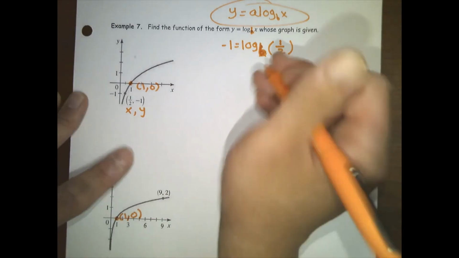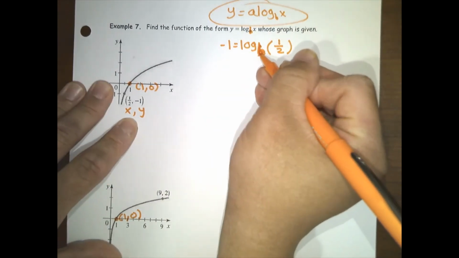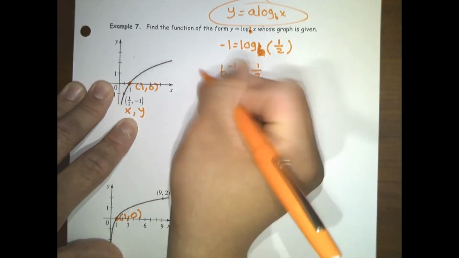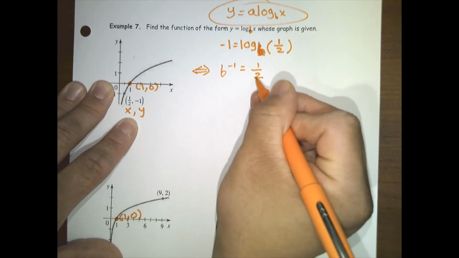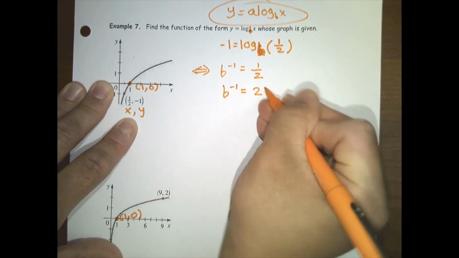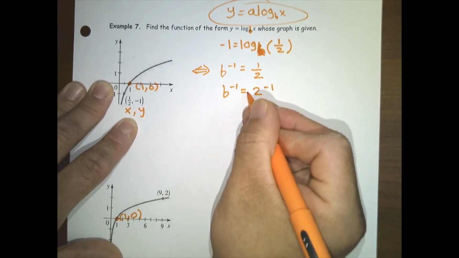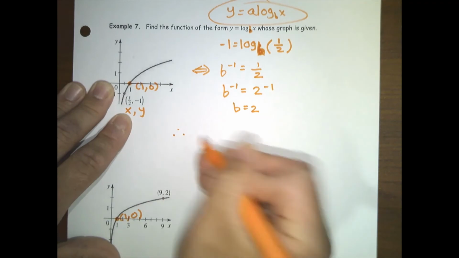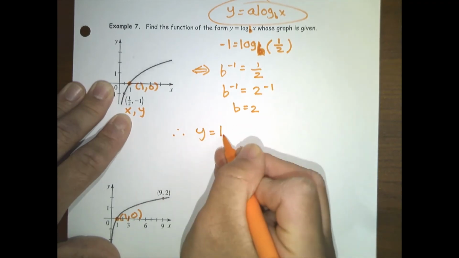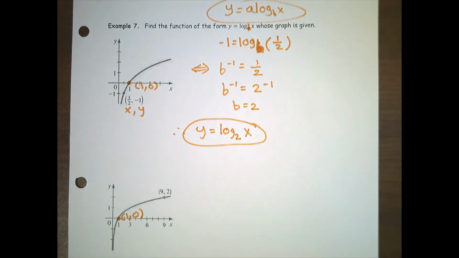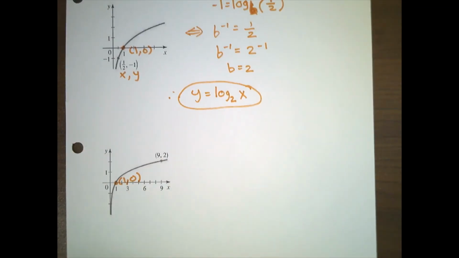Now I can rewrite this as b to the -1 power is equal to a half in exponential form. A half is 2 to the -1 power, so that means that b must be 2. Therefore the equation is y equals log base 2 of x. So there you go, that is it for that problem.